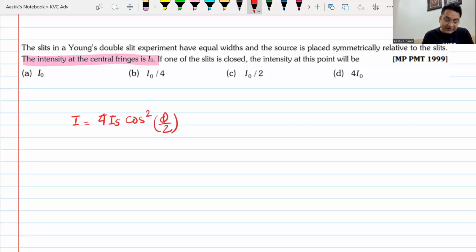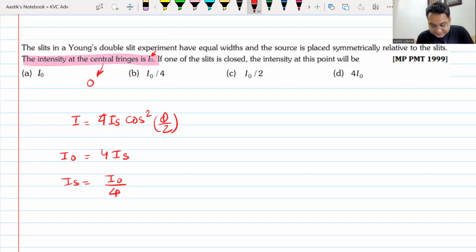Now at the central maxima, what is the phase difference? The phase difference is 0, yes or no? Yes, sir. And this central bright fringe is given as I naught. So I naught will be equal to 4 times the intensity of the slit. That means the intensity of one of the slits will be I naught by 4. Do we understand this? Yes, sir.